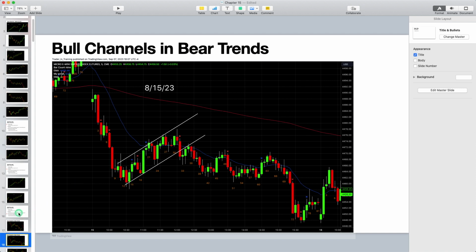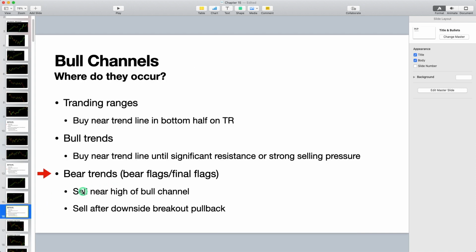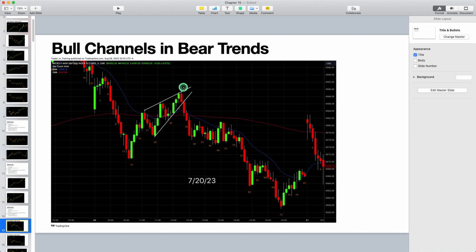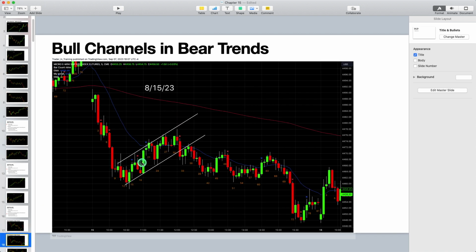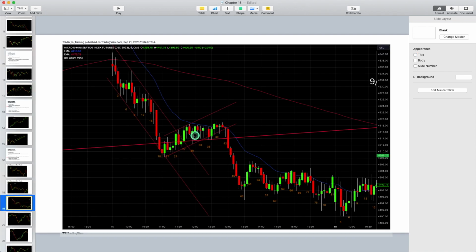So Al says in these cases, traders should look to sell near the high of the bull channel or sell after a downside breakout pullback. So here, once we get that third push up, traders can start to sell because the context is bearish, or they'll wait for a break below the bull channel and then a retest of the channel and a successful test and then look to sell. So here we have bull channel as a bear flag.